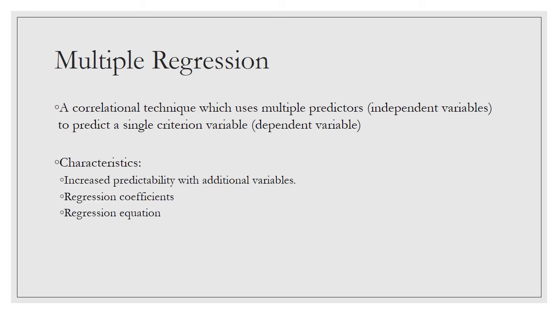Some characteristics are that typically when you increase the number of predictors with additional variables, we get better predictability. But you have to be cautious. You don't want to just throw everything in. You want to be very selective about those variables you're using as independent variables. Instead of talking about our correlations, we tend to talk now about the relationships between each individual independent variable and our dependent variable as regression coefficients. And we use a regression equation. We actually took a small peek at a regression equation in descriptive statistics.